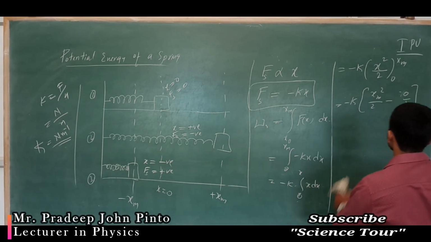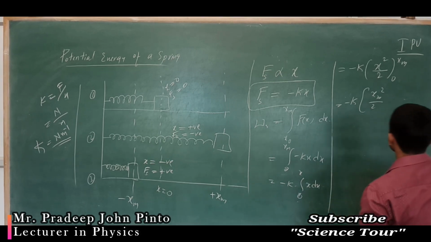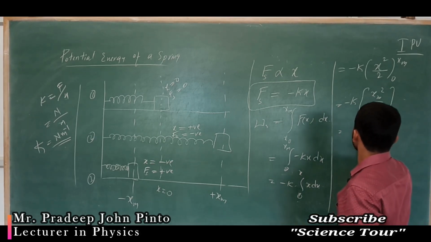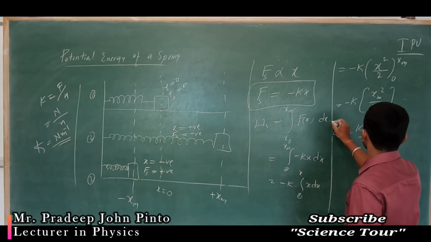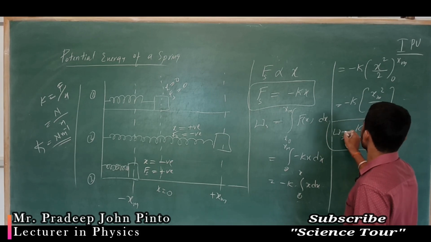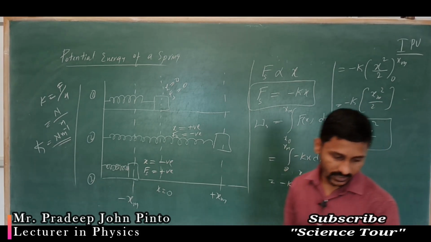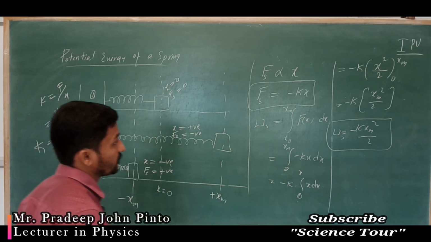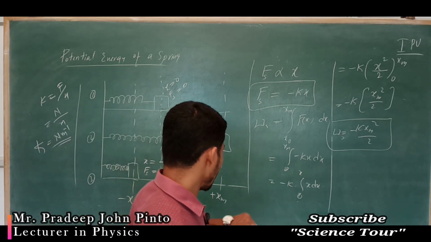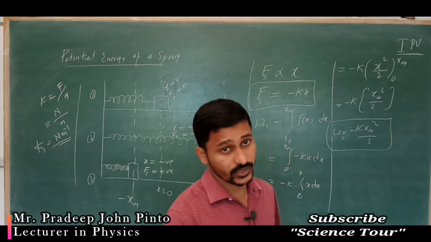that becomes 0. So I can say that kxm square by 2 is the work done by the spring force, and it is negative. So the work done by the spring force is negative, that is kx square by 2.